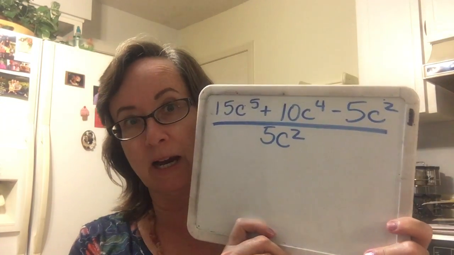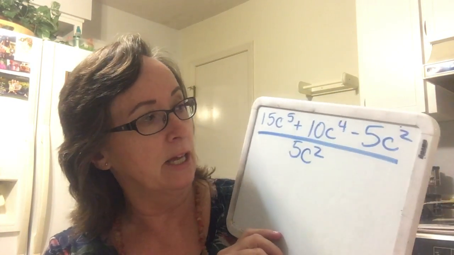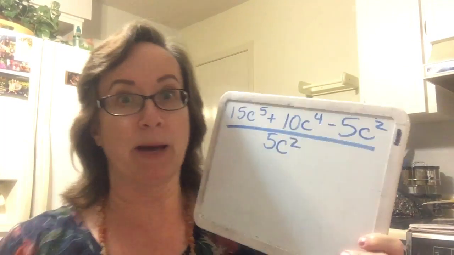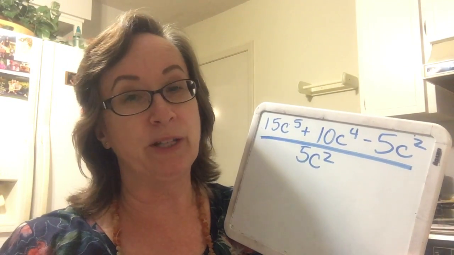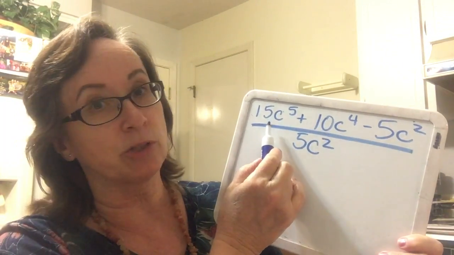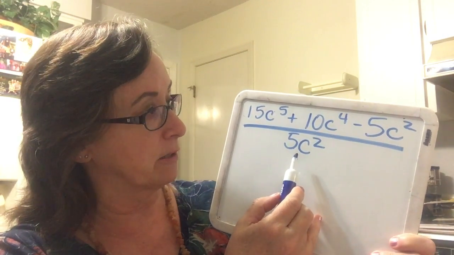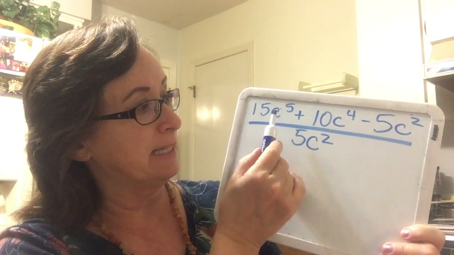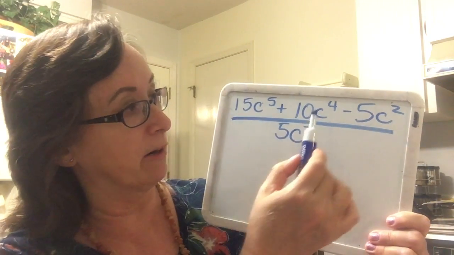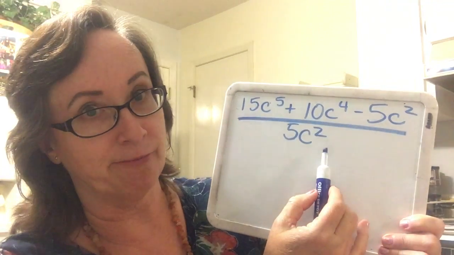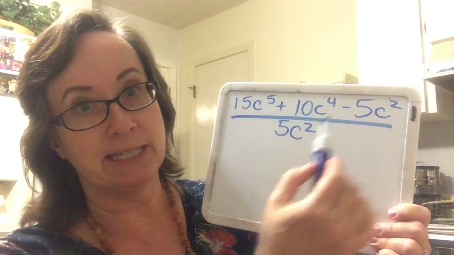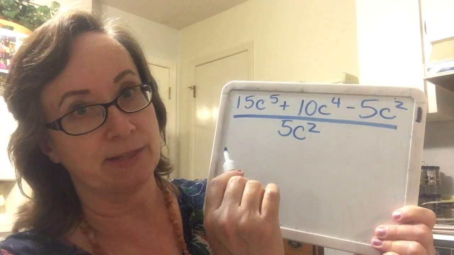Hello, my amazing students. We're starting 6.5, which is division of polynomials, and we're going to start with monomial division. So remember, when we're dividing by a monomial, all we do is divide each individual term of the numerator by the monomial divisor. So we're going to take 15c to the fourth and divide it by 5c squared, 10c to the fourth and divide it by 5c squared, and negative 5c squared and divide it by 5c squared.